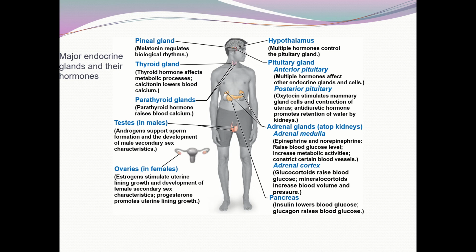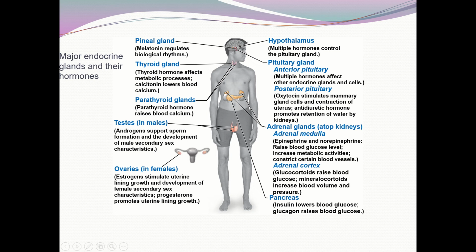Parathyroid glands secrete parathyroid hormone, which raises blood calcium. The adrenal glands are found on top of the kidneys, and they include the adrenal medulla and the adrenal cortex. Within the adrenal medulla, epinephrine and norepinephrine are produced. Both will raise blood glucose level, increase metabolic activities, and constrict certain blood vessels.